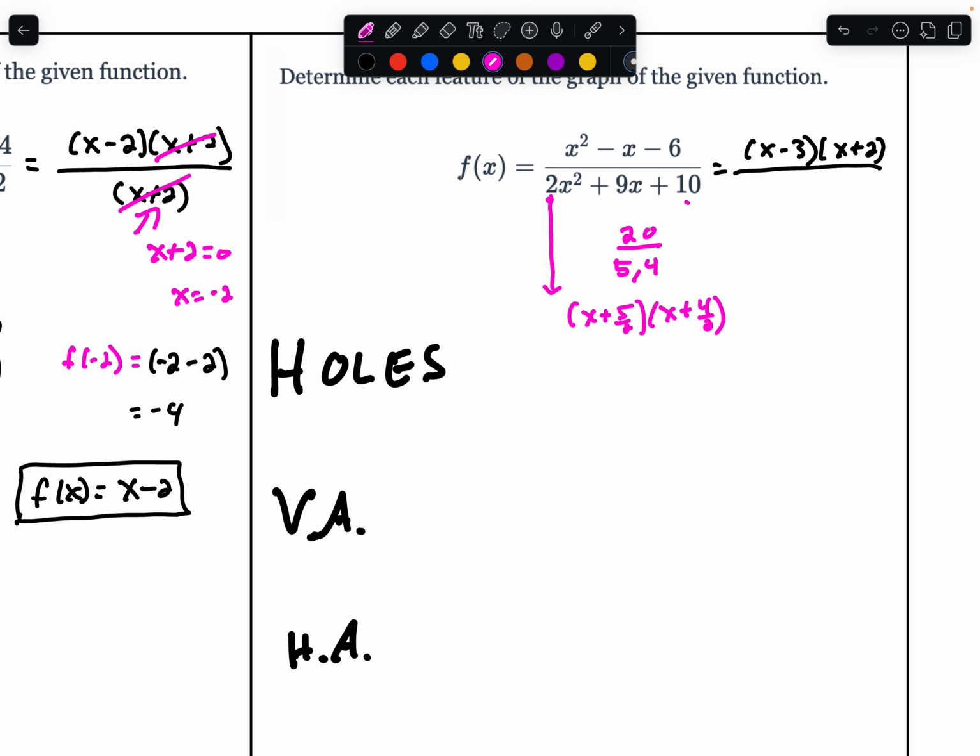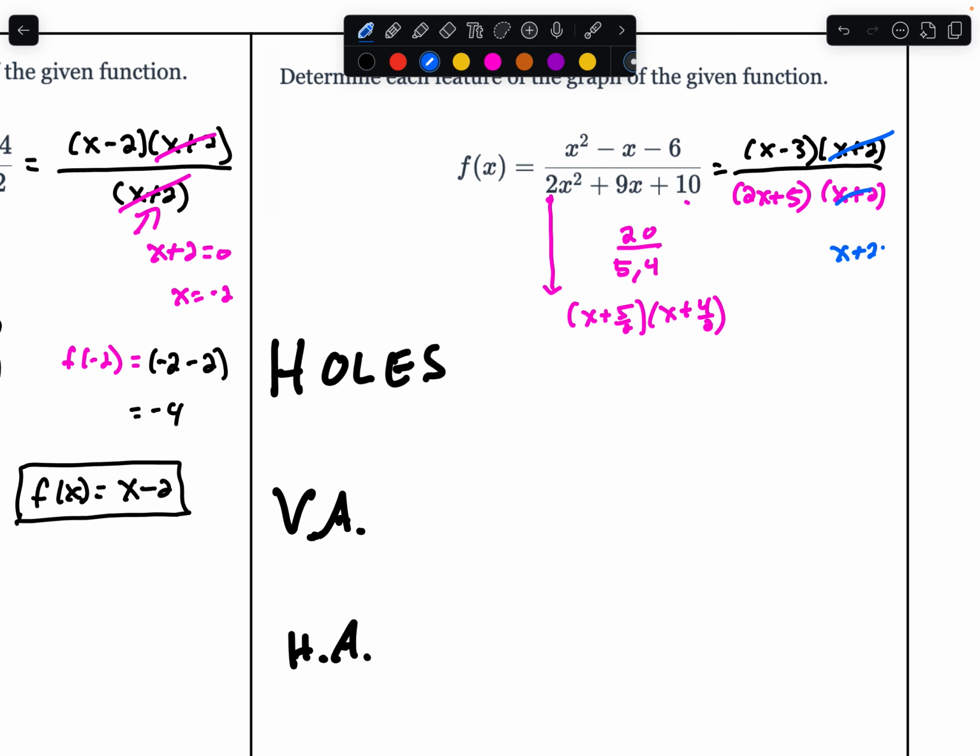Well, 2x plus 5 is 1. And then the other function is just going to be x plus 2. Now, what do you know? Okay, there it is. There is our ghost. There is our hole, right?